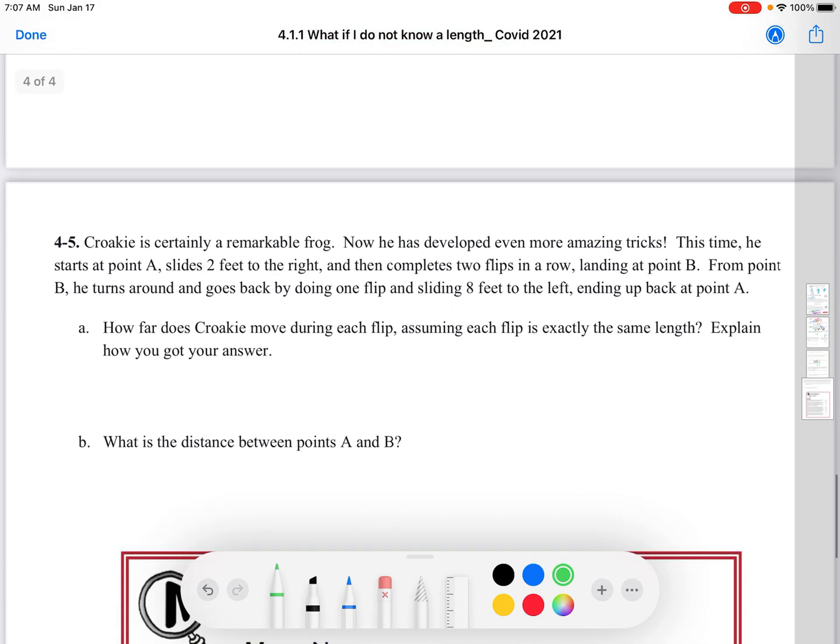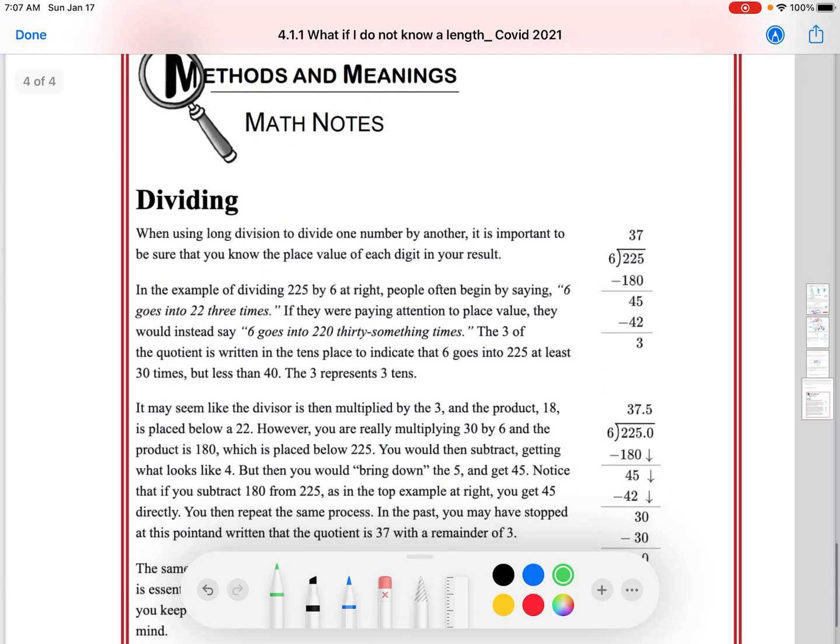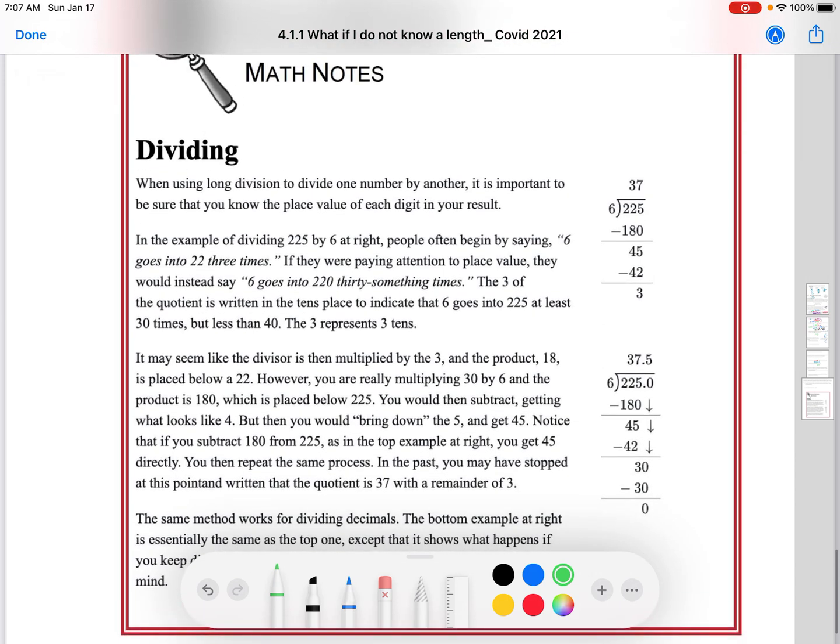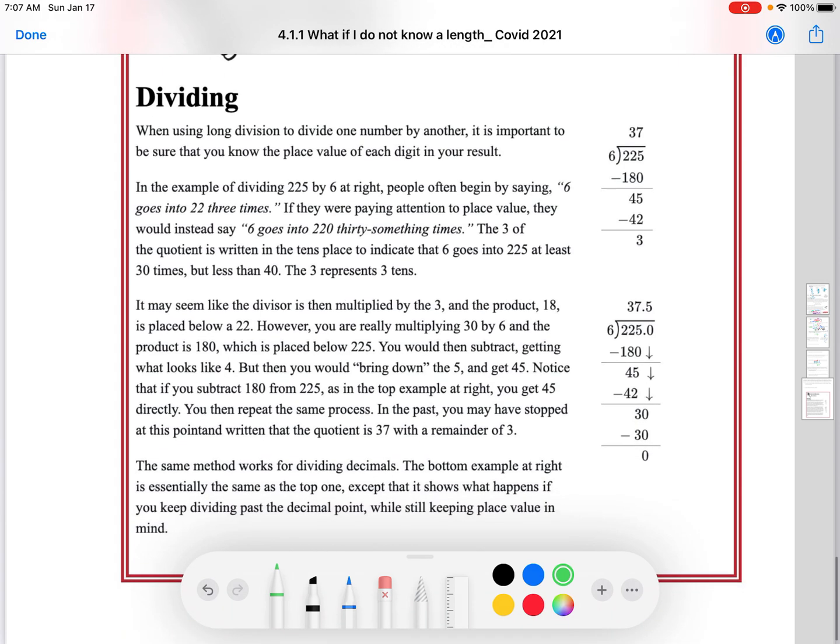Okay, I'm going to skip 4 and 5 here, and this is actually in your ebook, but it just shows a little bit of division in here. If you want, you can always pause and just take a glance at this.